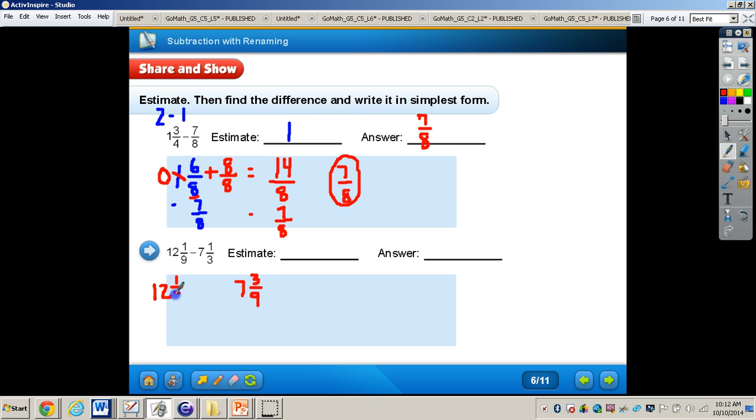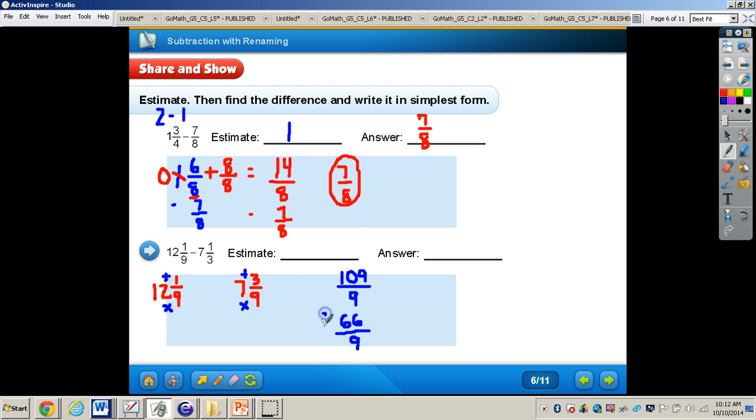Now what I need to do with both of those, we're going to change these into improper fractions. Okay, so changing these into improper fractions, I multiply the denominator by the whole number, then add the numerator. 12 times 9 is 108, plus 1 is 109. Let's write this down. 109 over 9. Okay, and then if I'm changing this to an improper fraction, 9 times 7, multiply that denominator by whole number, then add the numerator. 9 times 7, 63, plus 3 is 66.